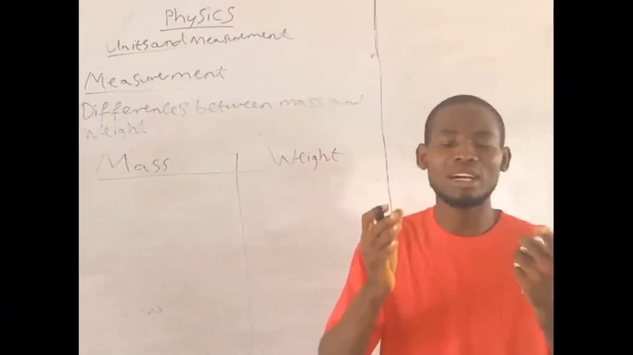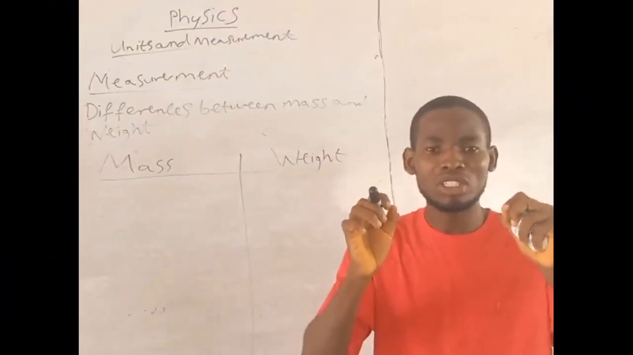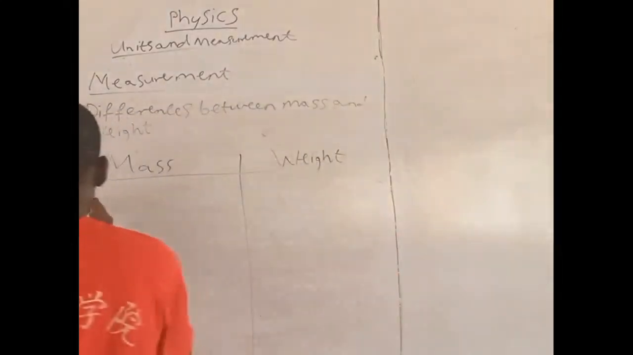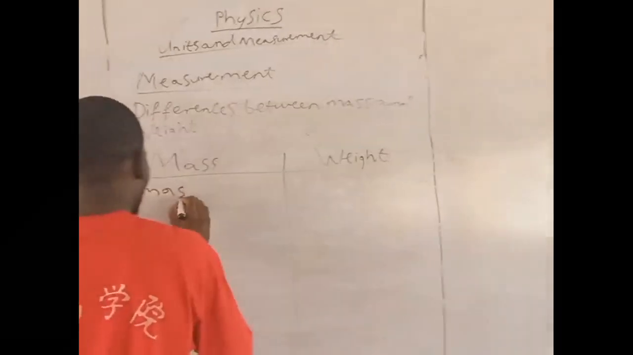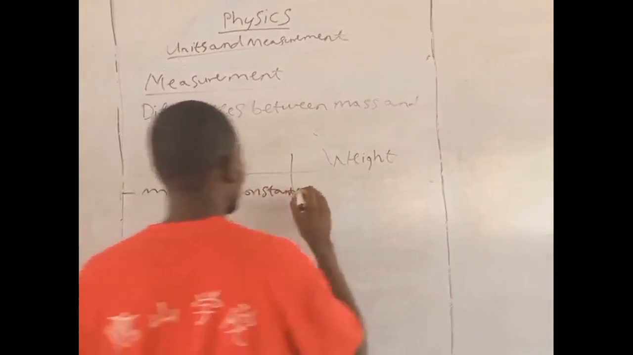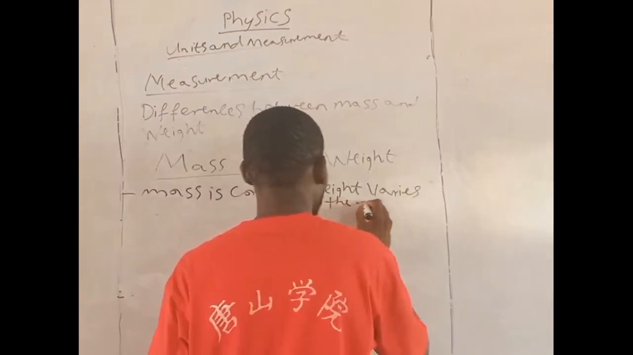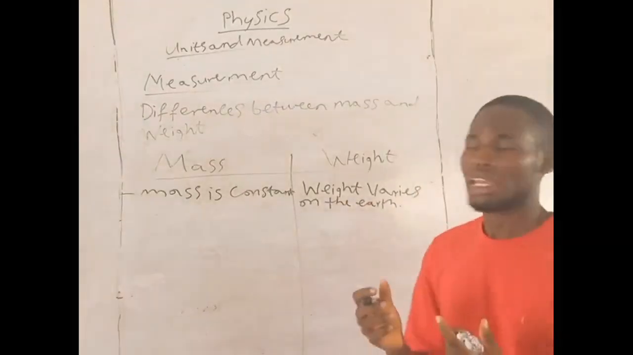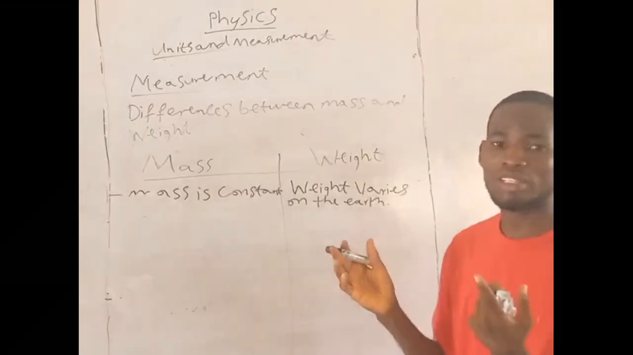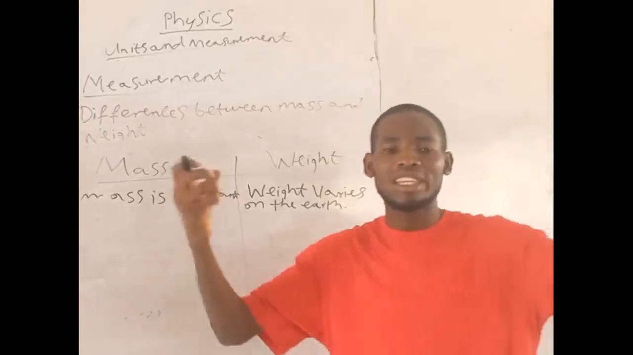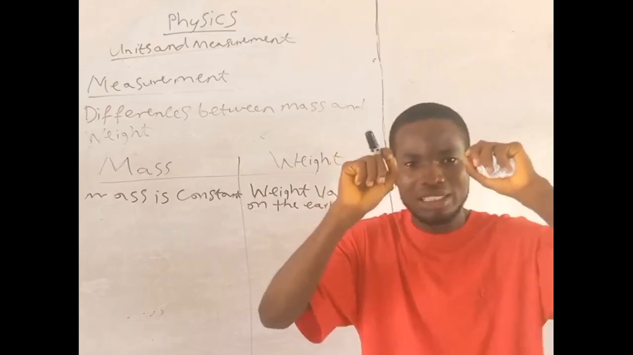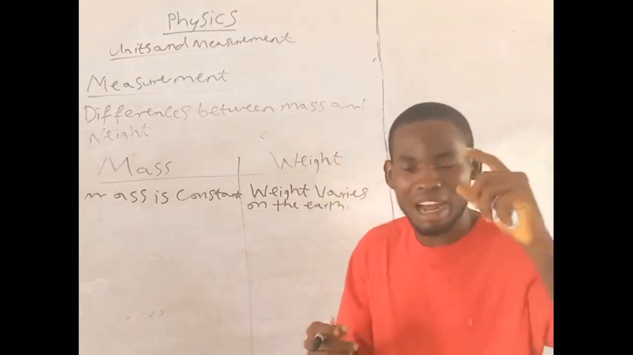One difference between mass and weight is that mass is constant all over the earth, but weight differs. I will explain the reason. Why is mass constant? Why does weight vary? This is because there is a gravitational force acting on the mass of an object. That's why mass is constant. For any object to have weight, it must have mass.